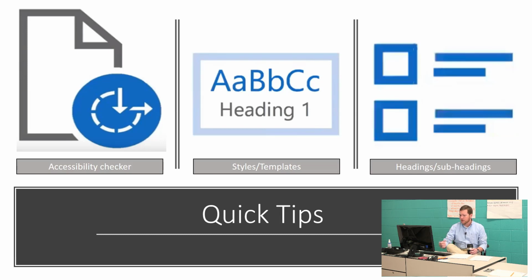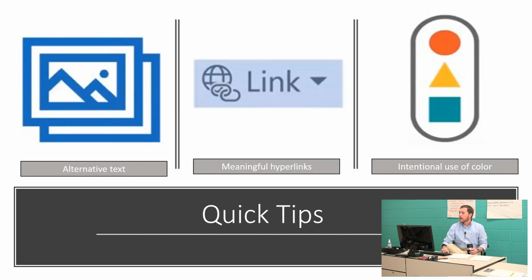Alternative text needs to be used for any images that are in your documents or your presentations. Alternative text is just text that we use to describe an image on the screen. So if I have a visual impairment and I can't see this, the alternative text is the only way that I have to comprehend what's on the page.